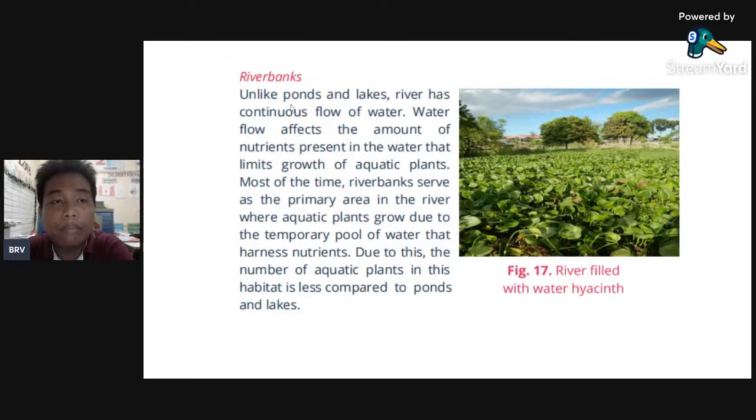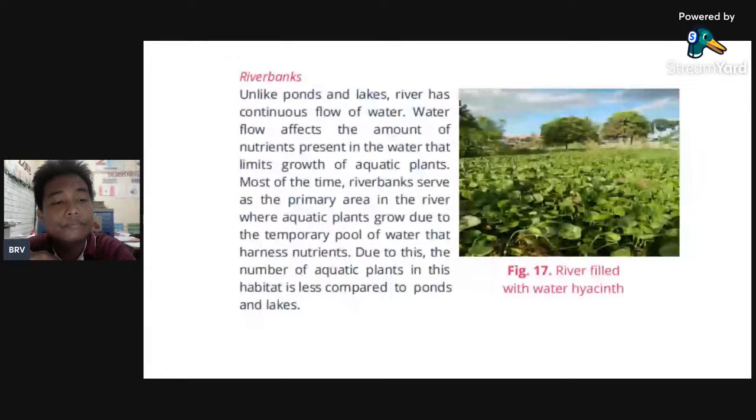So kung makita nato ang mga river banks diri sa Butuan, makita nato nga naay mga aquatic plants nga galutaw nga mabuhi. Okay, diha pod sa mga river, basta ang mga tulay, example diha sa Bilicananga, it is considered as a river bank pod diha.